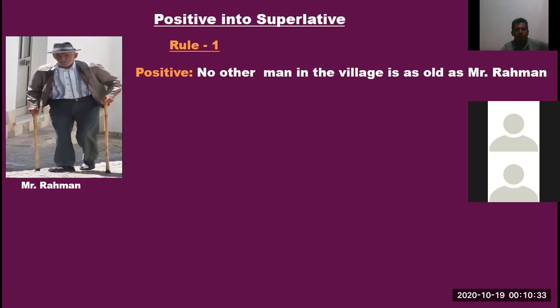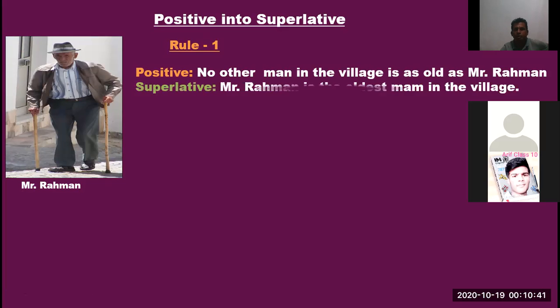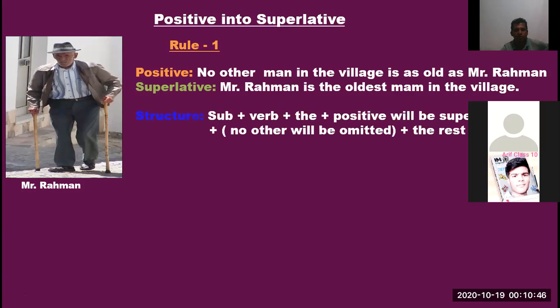Now positive into superlative. Rule 1. Positive: no other man in the village is as old as Mr. Rahman. Superlative: Mr. Rahman is the oldest man in the village. Look at the structure: subject plus verb plus the plus positive form of adjective will be converted into superlative, plus no other will be omitted, plus the rest of the sentence.